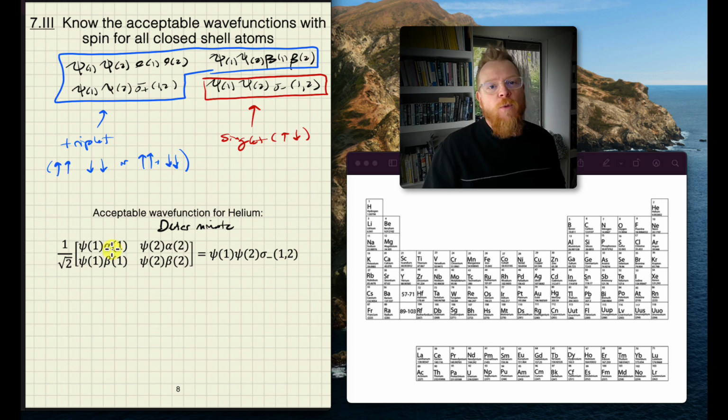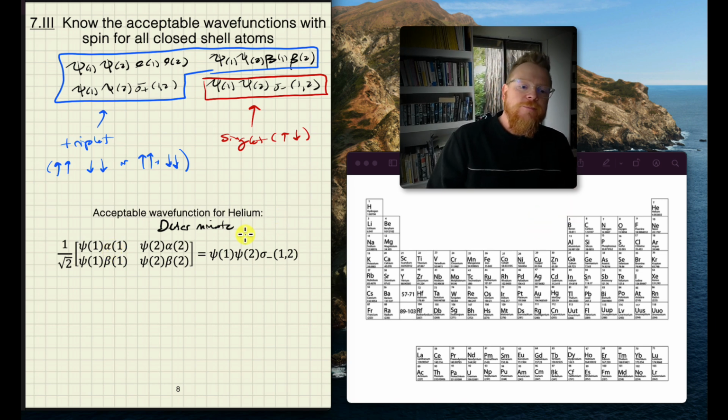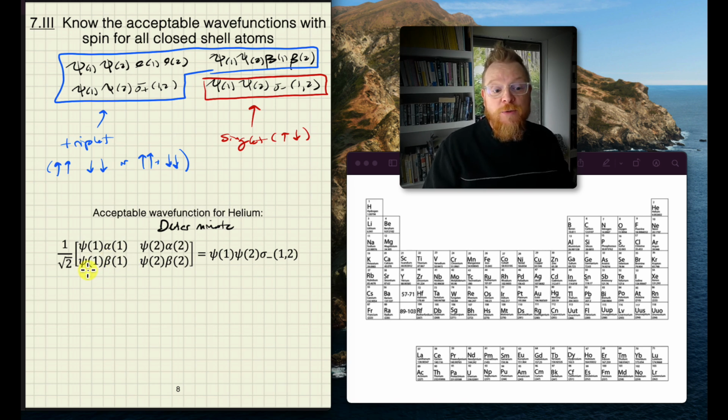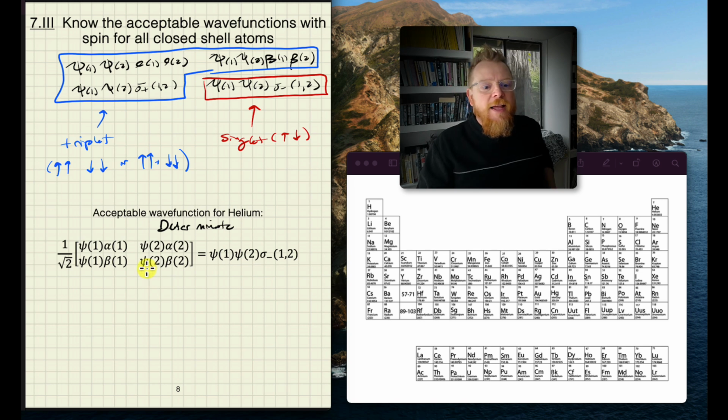Psi 1 alpha 1, so that's one single electron being spin up. Psi 2 alpha 2, so this is now the other electron also being spin up. Psi 1 beta 1, so this is that same first electron, but now it can be spin down. And Psi 2 beta 2, the other electron, and now it's spin down.